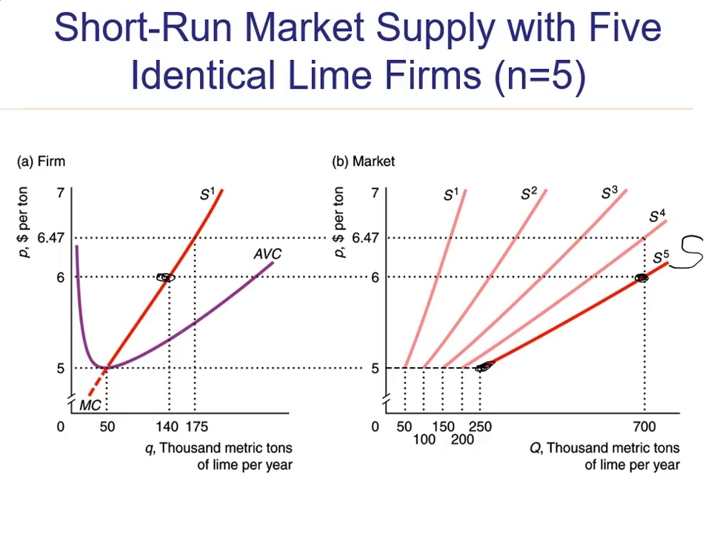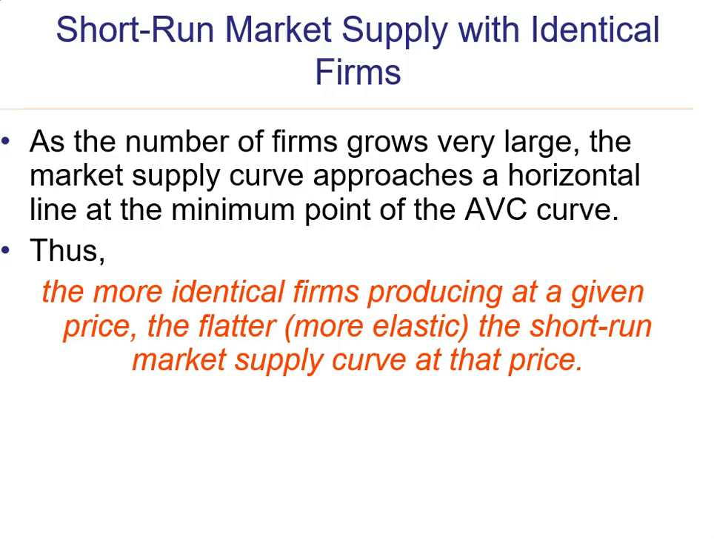So that's the takeaway here. As more firms enter, you can add their quantities up. As more firms enter, this supply curve goes from being relatively steep when we had just a single firm to getting flatter as more firms enter. So in the case where firms have identical cost, as you grow your number of firms, the supply curve approaches a horizontal line, with the minimum point being on the AVC curve. So the more identical firms produce for a given price, the flatter or more elastic the market supply curve is at that price. So that's if you had identical firms.